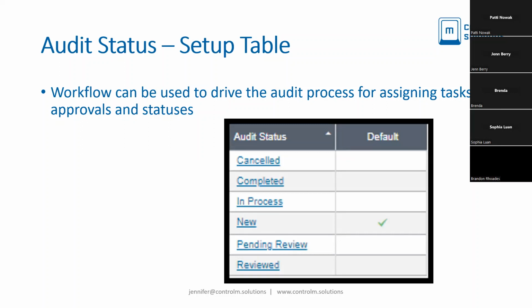The audit status setup table is the status used at the top level, the entire audit. Where are you in the process? Is this a new audit that you haven't started yet? Is it in process? Is it in review? Or is it completed? These statuses can also be controlled by using workflow, if you choose so.